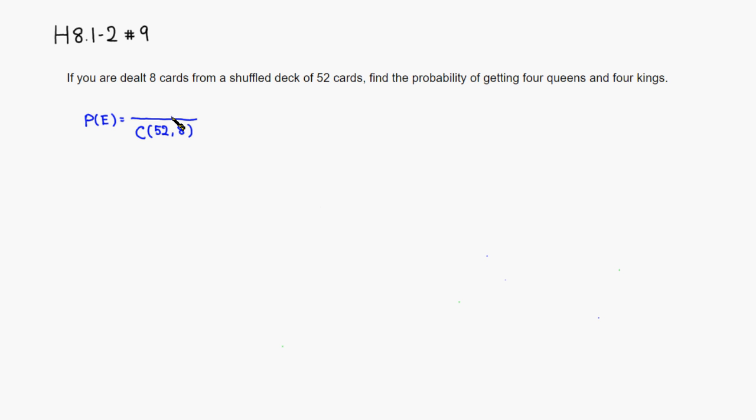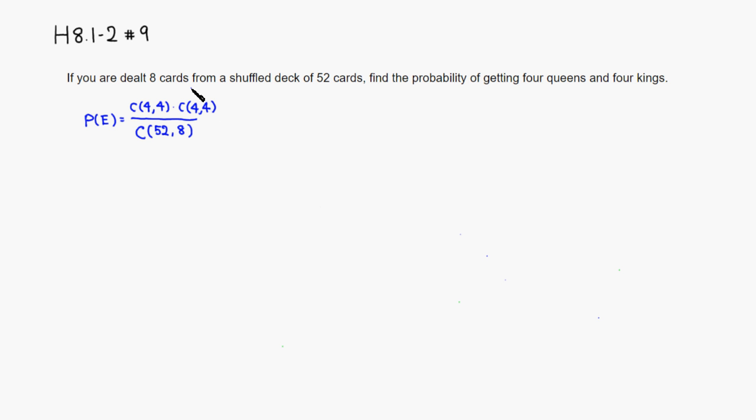Alright, then we have to count the number of ways to get the 4 queens and the 4 kings. As you can see, there are actually only 4 queens and 4 kings, so you will have to get all 4 queens and all 4 kings. You can write it as: you have 4 queens to choose from, and you have to get all 4 of them. And the same thing with the kings. There are 4 kings to choose from, and you have to choose all 4 of them, right?